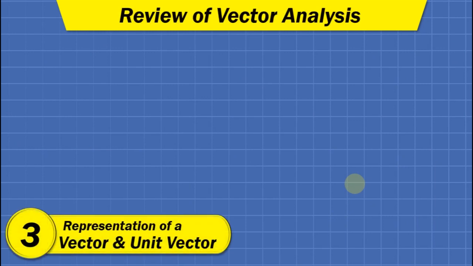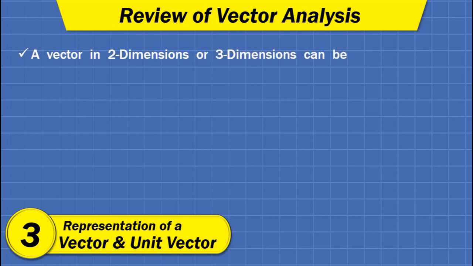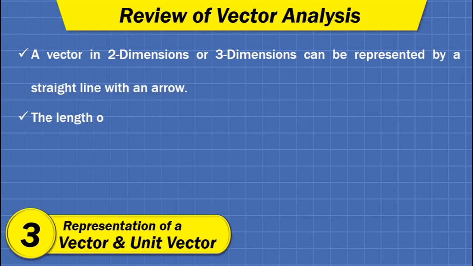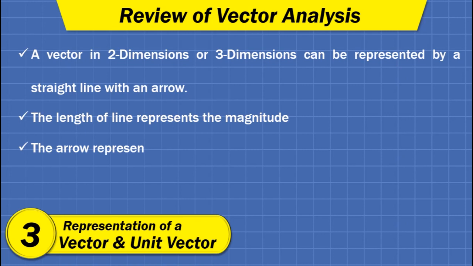Now the third topic for today's lecture is how to represent a vector. A vector in 2 dimensions or 3 dimensions can be represented by a straight line with an arrow. The length of the line represents the magnitude and the arrow represents the direction of the vector. It is symbolized by starting point, ending point and a bar sign at the top.